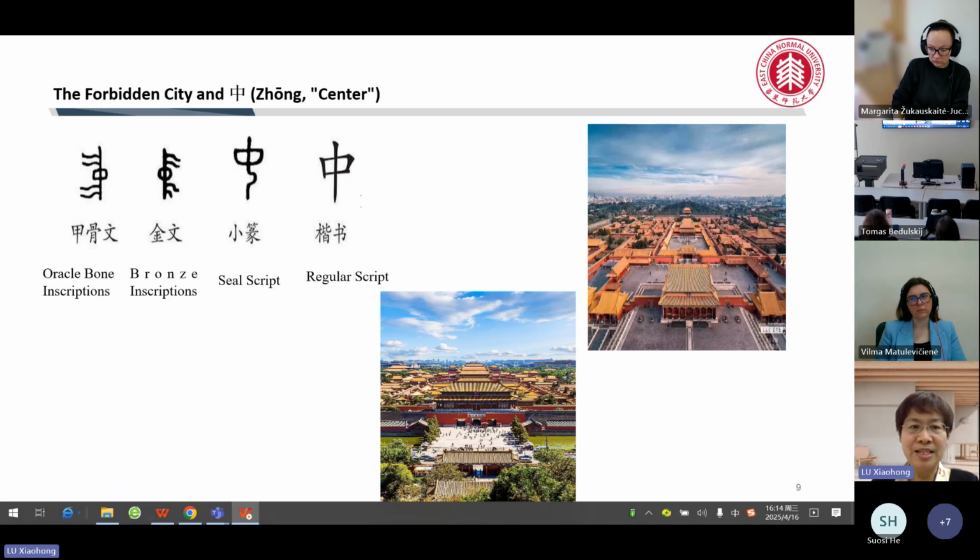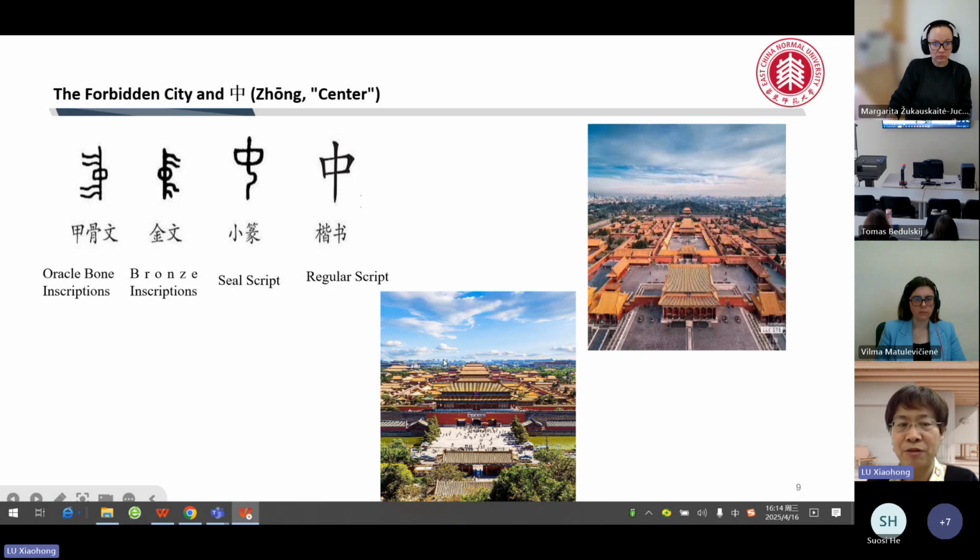Now, let's take the Forbidden City and the Chinese character Zhong, for example. As we learn Chinese, we know that Zhong is a basic Chinese character. It means center. Here is the oracle bone inscription. It already has the word Zhong, a vertical line and a kind of balance. Then it changed into bronze and seal script, and now this is the regular script we use today.